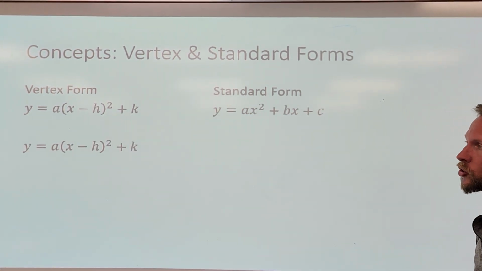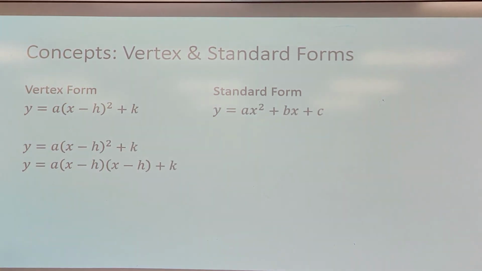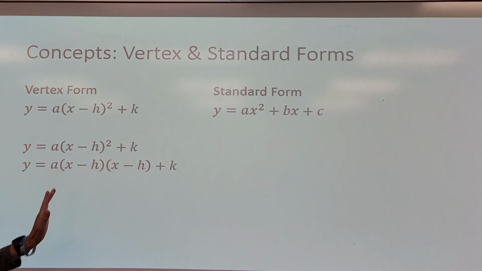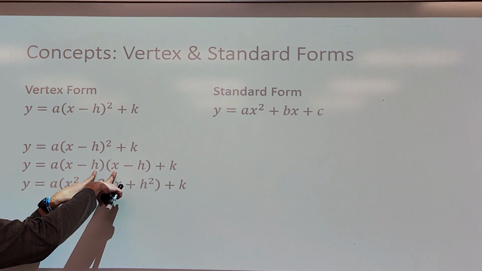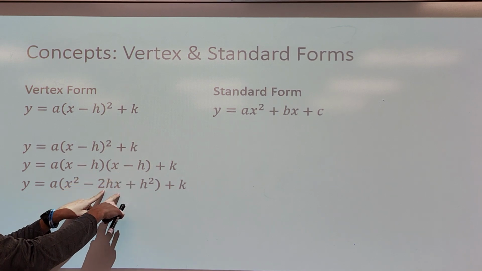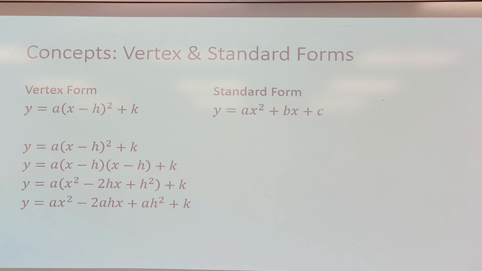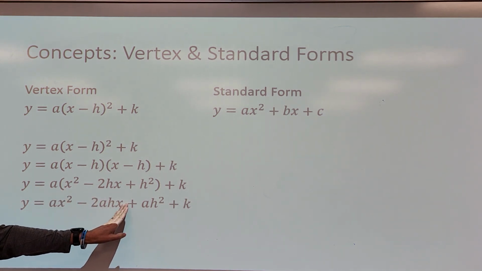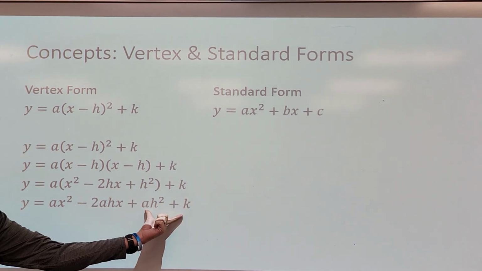What I wanted to show you, though, is this connection between how we get from here to there. What if we actually expanded this out, this x minus h times x minus h, and squared this binomial, multiplying it by itself, so that we get x times x, x times h, and another x times h. So there's two of them that are negative. And then h times h makes a positive h squared. Distribute the a inside, and so we have ax squared, minus 2ahx, and then plus ah squared. And then, of course, the plus k is on the outside.